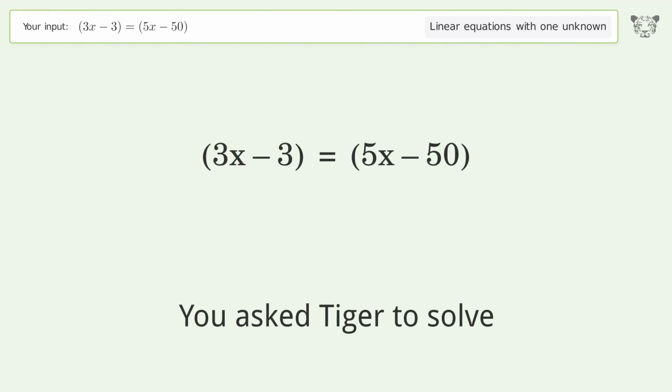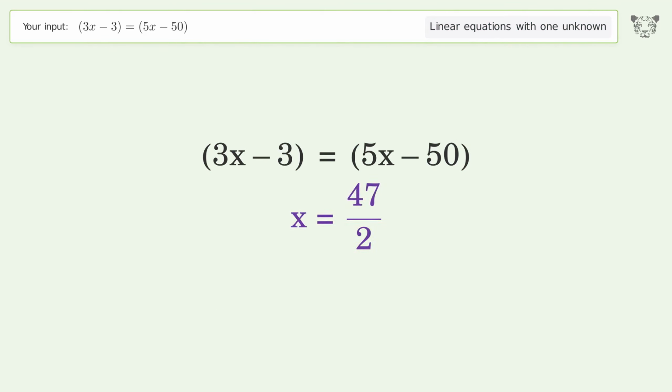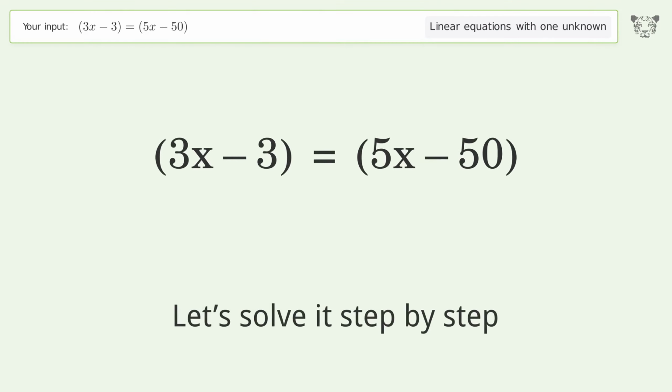You ask Tiger to solve this. This deals with linear equations with one unknown. The final result is x equals 47/2. Let's solve it step by step.